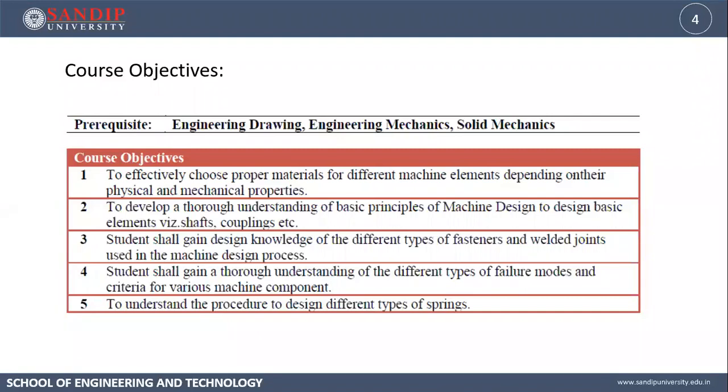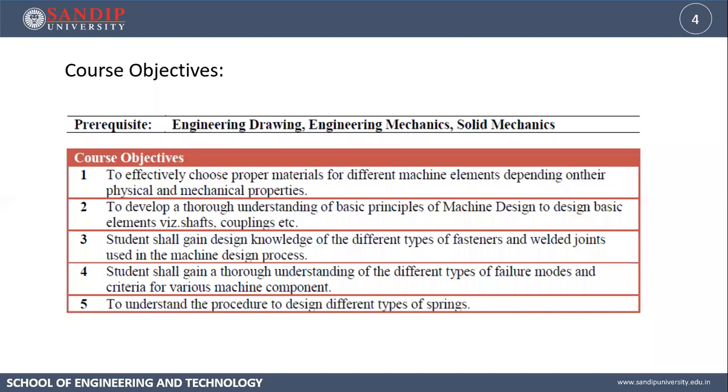Then students shall gain a thorough understanding of different types of failure modes and criteria for various machine components. We will see simple stress and strain, then various principal stresses, and how and where the theory is to be implemented. All this will be delivered in this particular topic. And finally, there is one more topic, the design of springs. So this is the objective of this particular course.